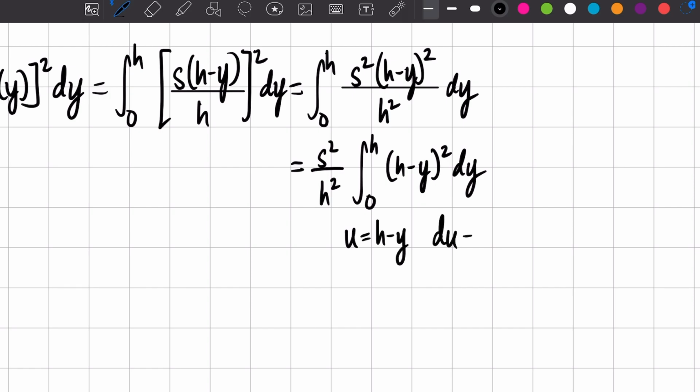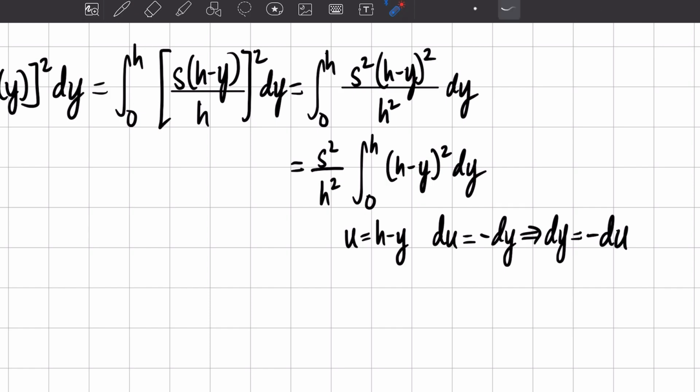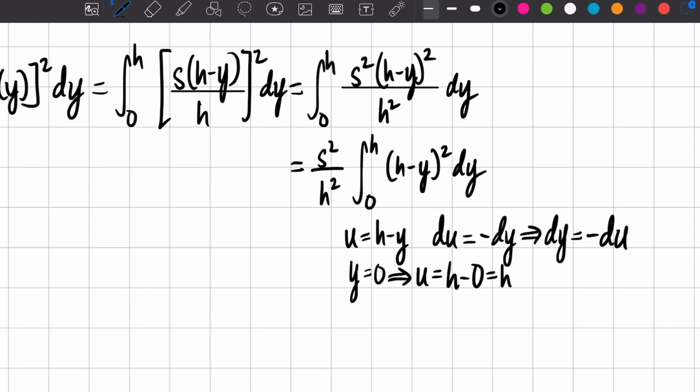Now to solve for this one, we can apply a u substitution with u equals h minus y, because the differential of u that you will obtain is the derivative of this one with respect to y, which is negative 1 times dy. And so your dy then would be equal to negative du. Once again, we are doing a definite integration here, so we have to change the bounds. So first, if y equals 0, then your u would be equal to h minus 0, which is equal to h. While if y equals h, then u equals h minus h, which will be equal to 0.